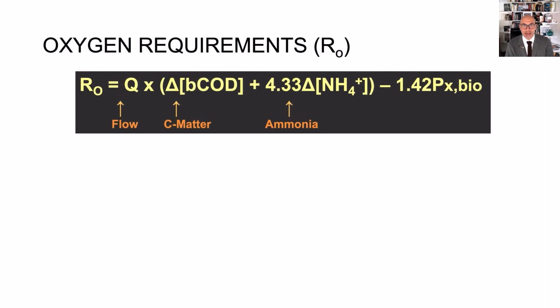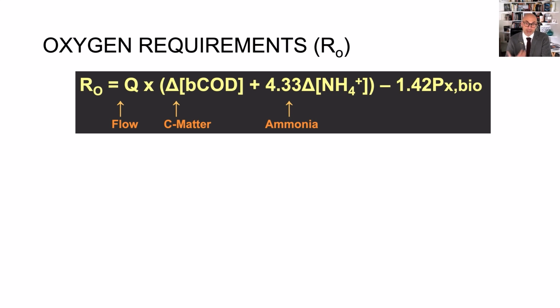Now, how do we calculate the oxygen requirements so we know how much air to apportion to meet these oxygen requirements? Well, the oxygen requirements are the product of the flow rate of the water going in and the in minus out, the delta, the amount of load we need to remove. The load is defined as the carbonaceous load, so the delta BCOD, and the nitrogenous load, which is 4.33 delta ammonia. 4.33 is the conversion of units of ammonia to units of oxygen.